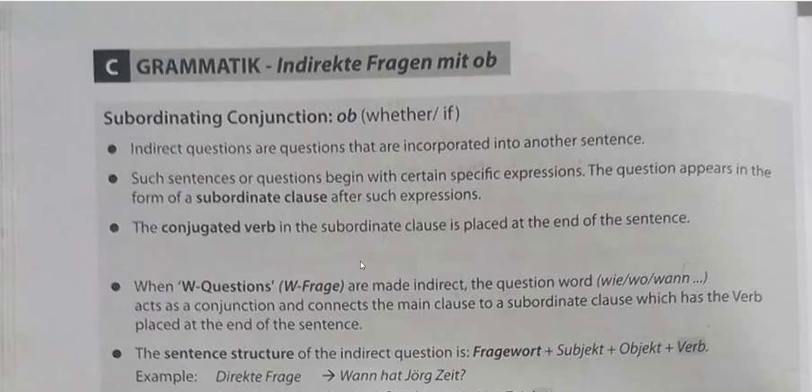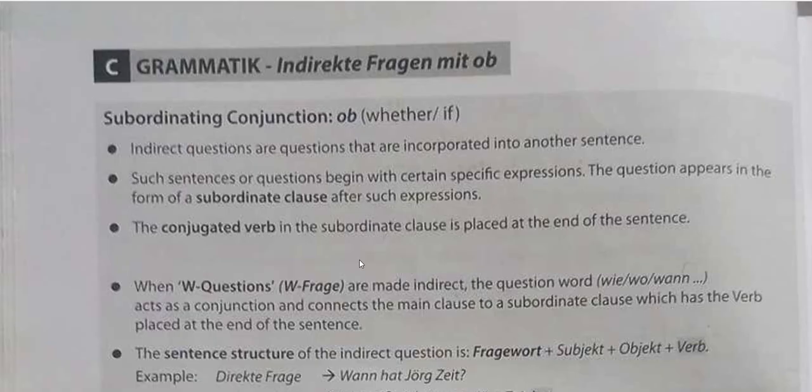So let's begin. We are on page number 18, indirekte Fragen mit ob. What does that mean? It means indirect questions with ob. What is ob? Ob is basically a conjunction. It joins two sentences. In English, when we ask about something, let's say, I want to know if you will be going to school tomorrow, the word if, or sometimes even whether, is connecting the first part to the second part.